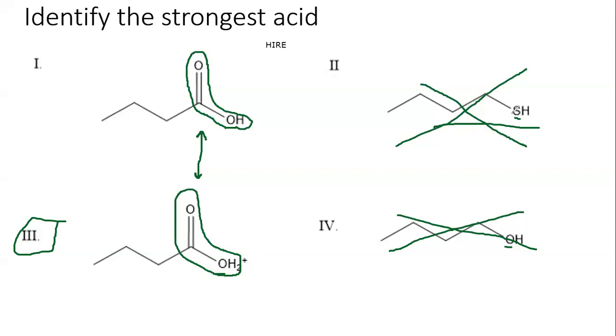So again, yes, sulfur has the greater polarizability, but there's no resonance in this structure. So again, the ones with resonance have an easier time deprotonating their acidic proton versus the one that just has SH.